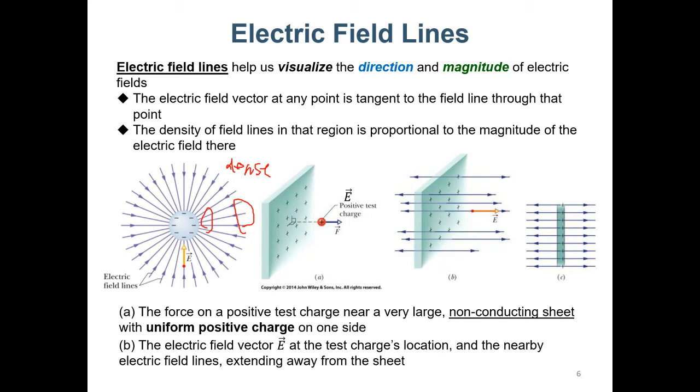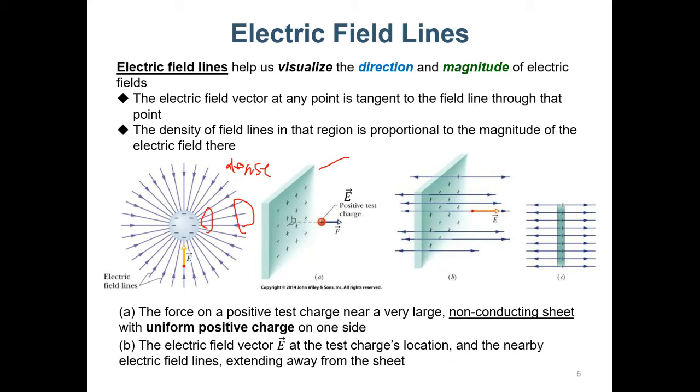So visually, you can see that the lines here are less dense, and the lines here are more dense. So visually you can be able to know that.